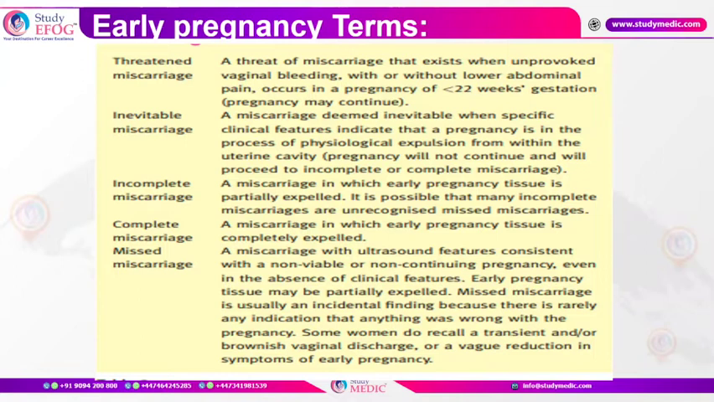Incomplete is when the tissue is partially expelled. It is possible that many incomplete miscarriages are unrecognized as a miscarriage. In complete miscarriage, the whole of the pregnancy contents is completely expelled. And missed miscarriage has ultrasound features consistent with a non-viable or non-continuing pregnancy, even in the absence of clinical features. Early pregnancy tissue may be partially expelled. Missed miscarriage is usually an incidental finding because there is rarely any indication that anything was wrong with the pregnancy. Some women do recall a transient brownish vaginal discharge or a vague reduction in symptoms of early pregnancy.